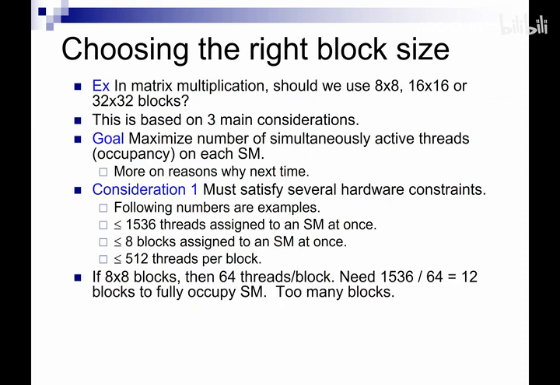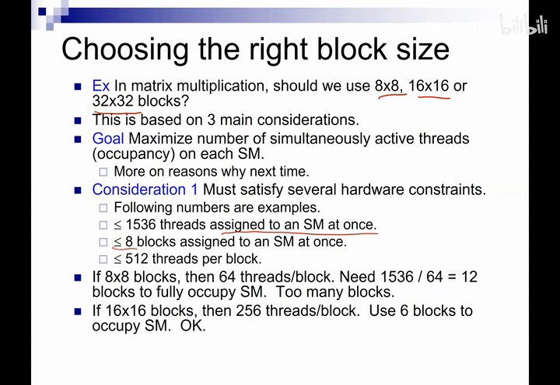Now remember, our goal is to run as many active threads as possible. So let's look at it. We're trying to decide between these 3 block sizes. Suppose you go with 8 by 8, then you have 64 threads per block. We can run 1500 threads on the SM, but if you only have 64 threads per block, you need to run 12 blocks to fully use up this SM. But remember, you're only allowed 8 blocks. So if you're using 8 by 8 blocks, you cannot fully occupy this SM.